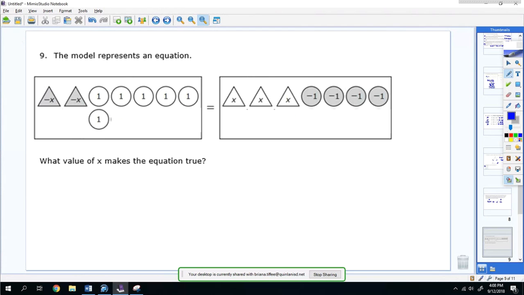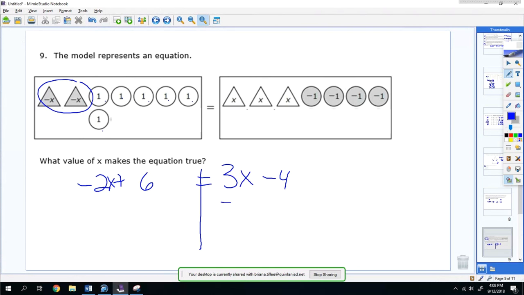Number 9, the model represents the equation. So right here, these guys say it's negative 2x plus 1, 2, 3, 4, 5, 6, plus 6. Drop down my equal sign, 3x minus 4. So you draw your line. Whoops, I forgot my x over here.